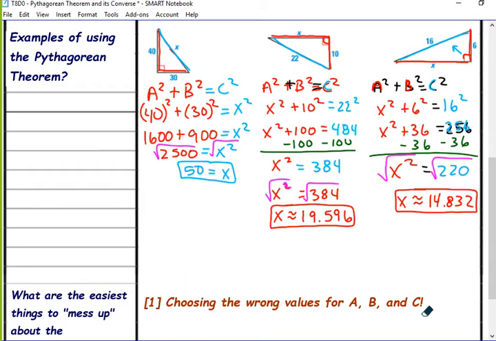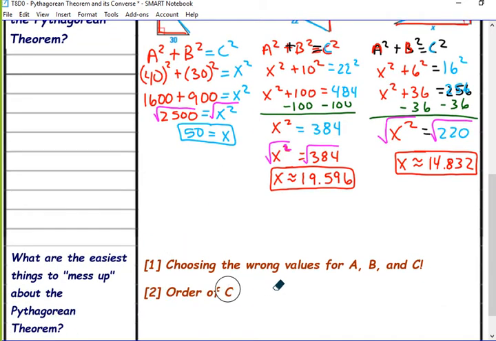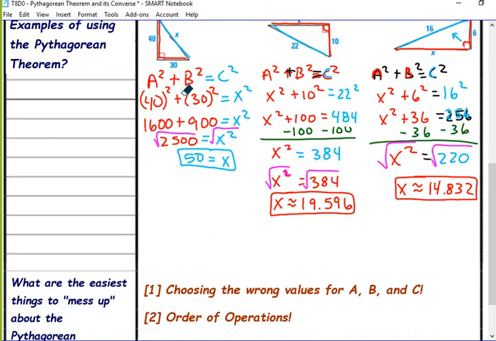Number two, order of operations. Just in the solving steps, not squaring first, maybe square rooting first, or just seeing some weird stuff. But you do want to solve your squares first. That's order of operations. And once you get x squared by itself, then you apply the square root. It's usually always the last step.